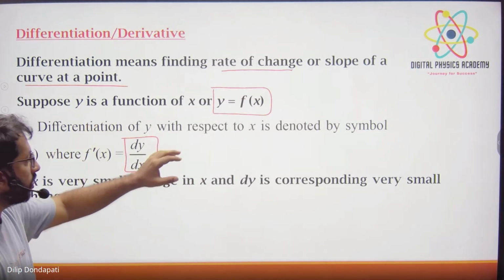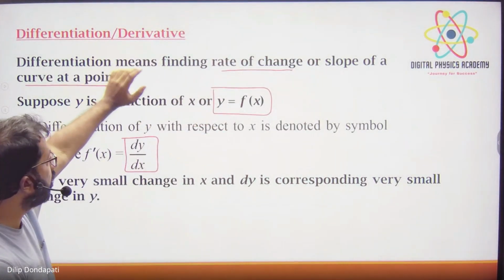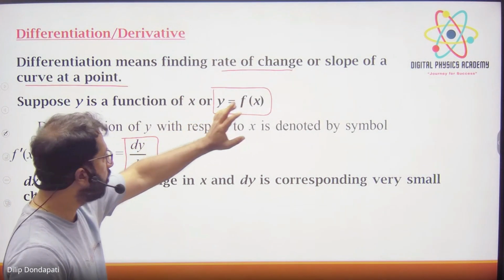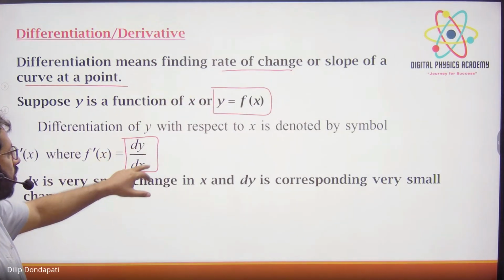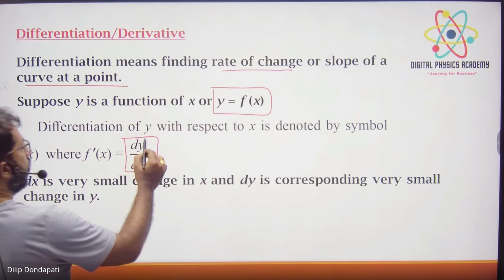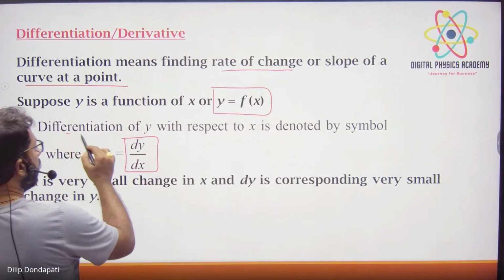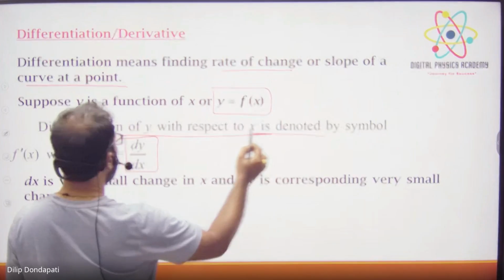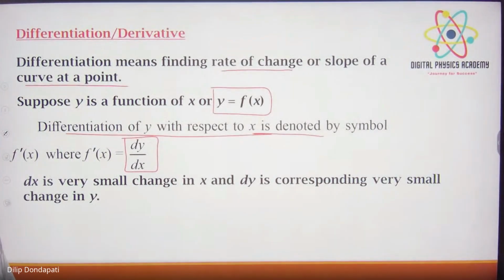Don't write everything, just write the definition and the example: y equal to f of x means differentiation is dy by dx. We should write it like this: differentiation of y with respect to x is denoted by the symbol dy by dx. That's it.